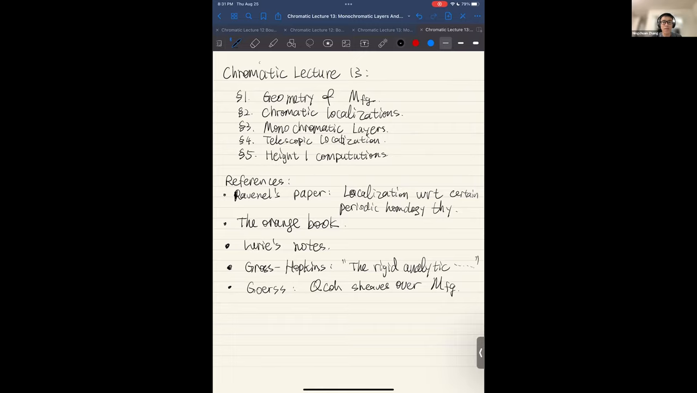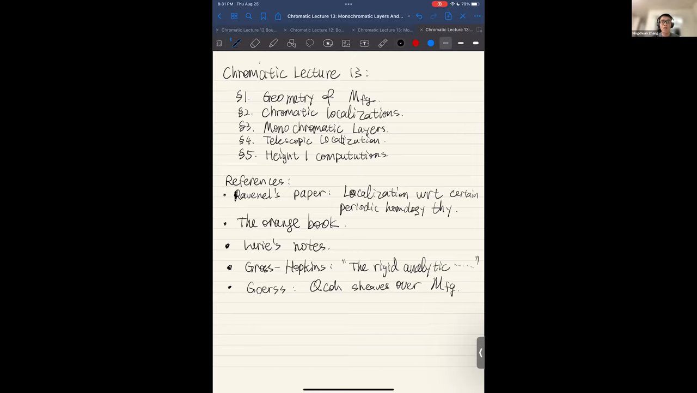We first talk about what we have learned, this beautiful connection between formal group laws and formal groups and complex cobordism. From there, using the Adams-Novikov spectral sequence, we can connect the category of spectra to the moduli stack of formal groups. From there, we'll study the finer structures of this moduli stack, and analogously on the homotopy theory side, we'll study localization with respect to a certain periodic homology theory. That's the title of Doug Ravenel's paper.